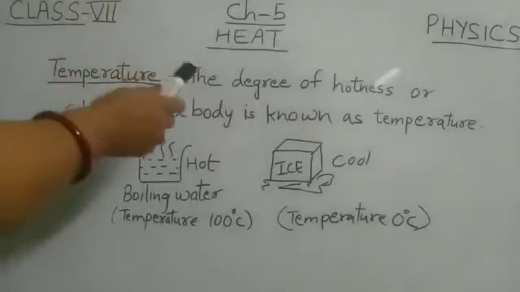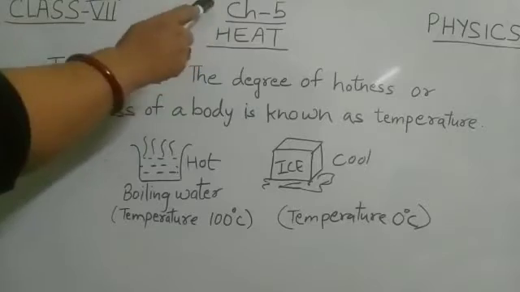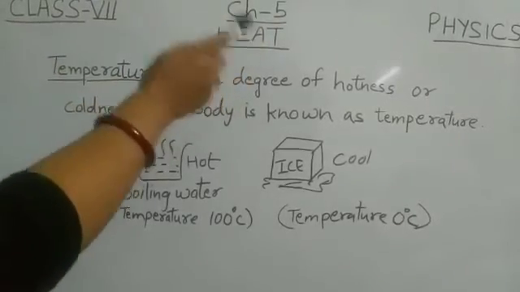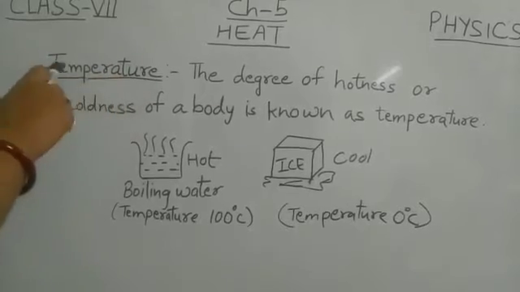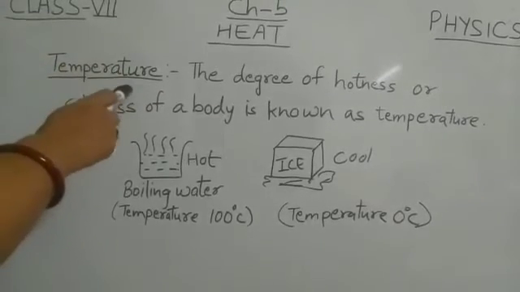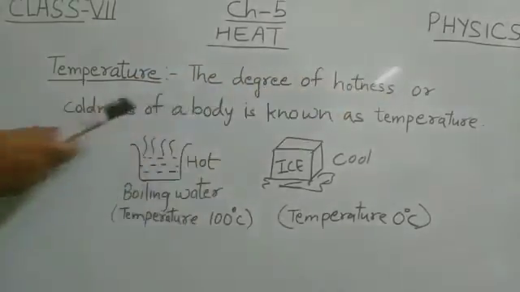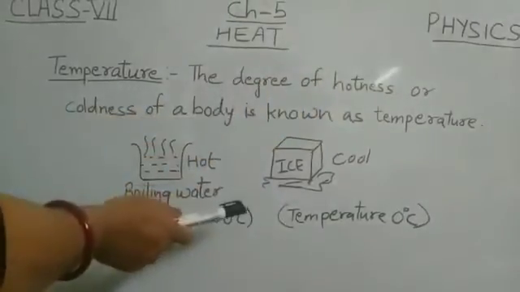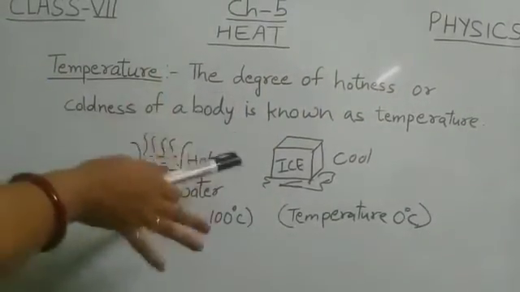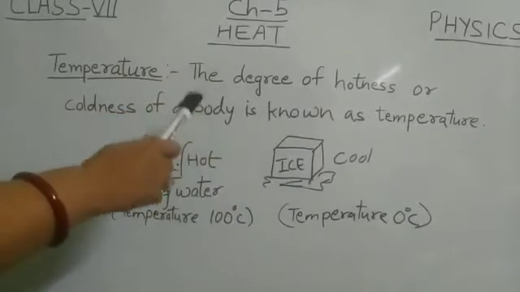Okay? So class 7, let's continue our chapter 5, heat. And today's topic is temperature. So first of all, we will talk about the temperature. What is temperature? The degree of hotness or coldness of a body is known as temperature. The temperature of an object tells us how hot or cold the object is.